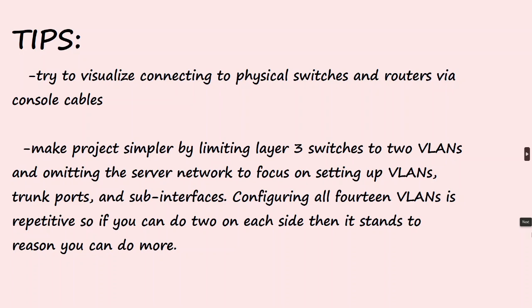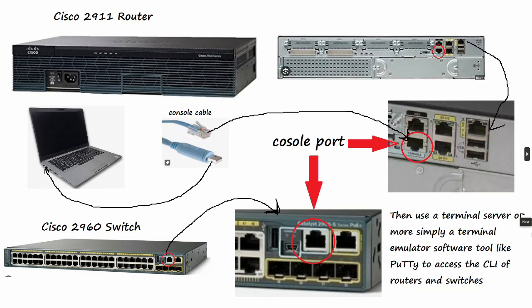Also, you can make this project a little simpler by limiting the layer 3 switches to two VLANs, and then you can omit the server network altogether and just focus on setting up VLANs, trunk ports, and the sub-interfaces. Configuring all 14 VLANs is repetitive, as you will see. So if you can do 2 on each side, then it stands to reason that you can do more. And also learn the equipment.